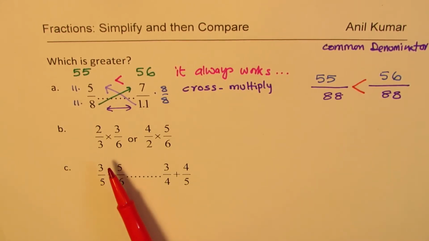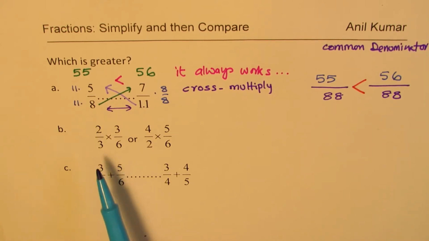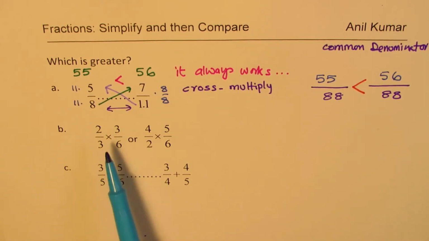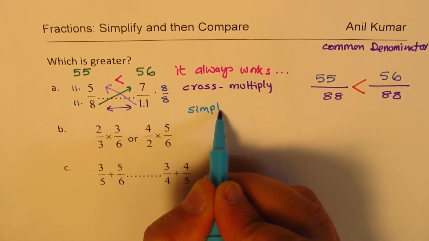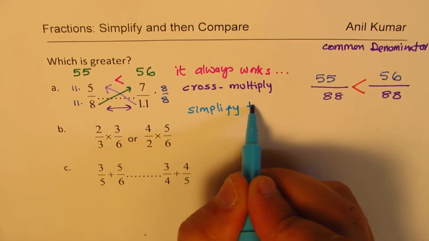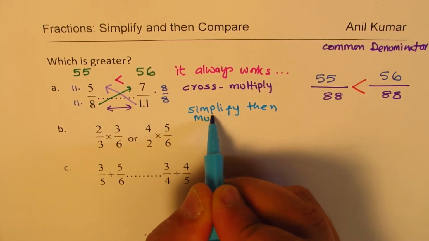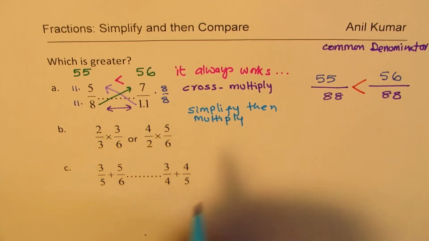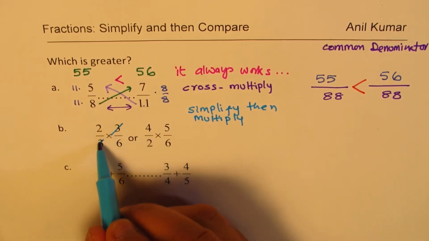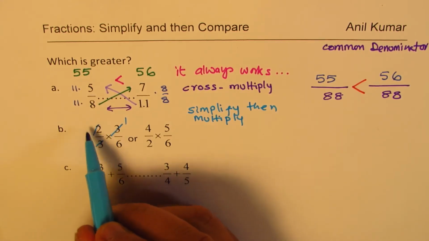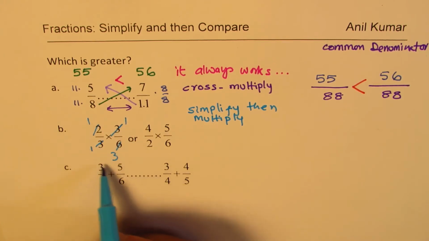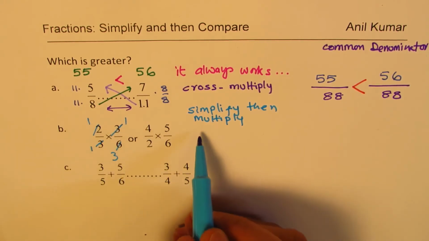Now let us see what happens when we are multiplying and adding these fractions. So let's understand what is multiplication in fractions. So when we have 2 over 3 and 3 over 6, I prefer to simplify, then multiply. So let me tell you what I mean. 3 goes by 3, 3 goes 1 times each. So we have simplified. Do you see that? And 2 goes 1 time and 3 times. So this fraction here is just 1 over 3.